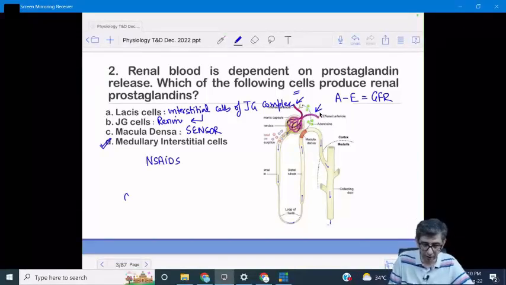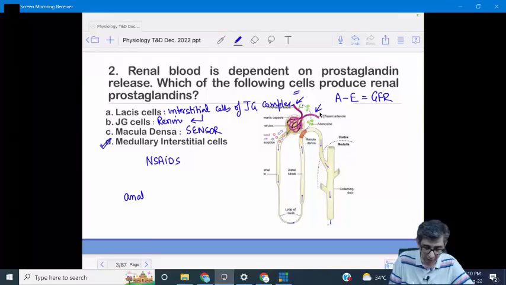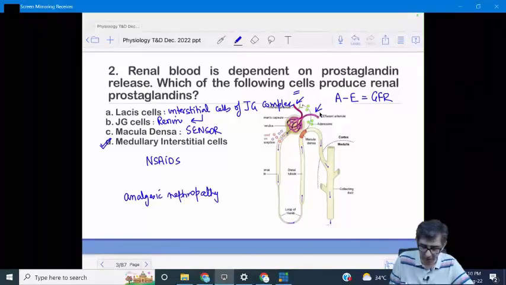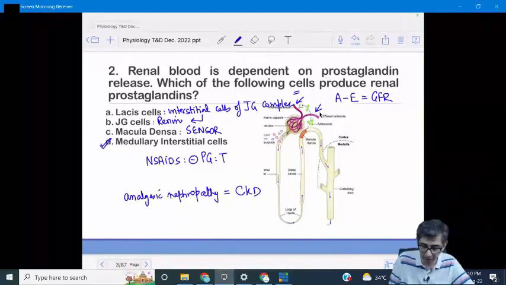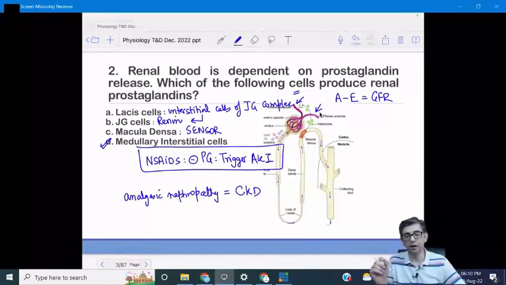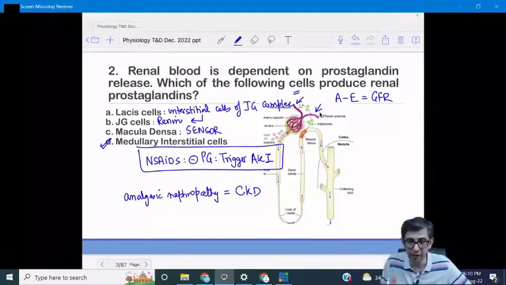You study analgesic nephropathy. The clinical correlate is abuse of painkillers on a long-term basis. People who indiscriminately take painkillers, analgesic nephropathy can occur. Analgesic nephropathy causes chronic kidney disease. But then NSAIDs, because they inhibit prostaglandin production, can also trigger acute kidney injury. That's the surprising thing that you need to remember, that NSAIDs can worsen or actually trigger acute kidney injury as well by inhibiting renal prostaglandin production.